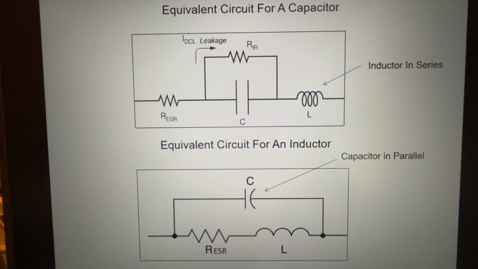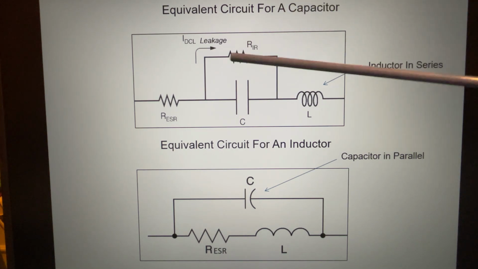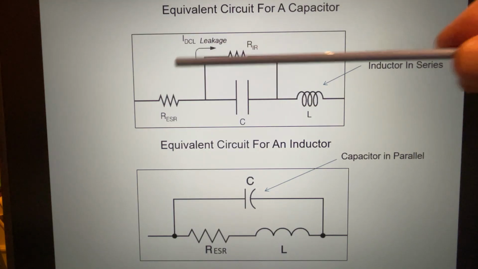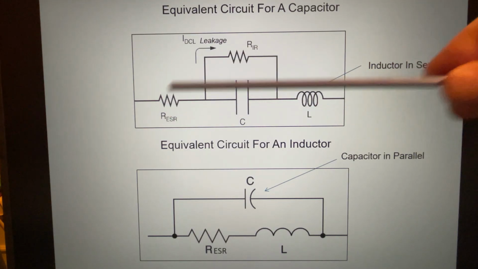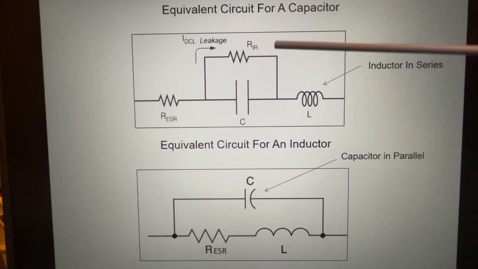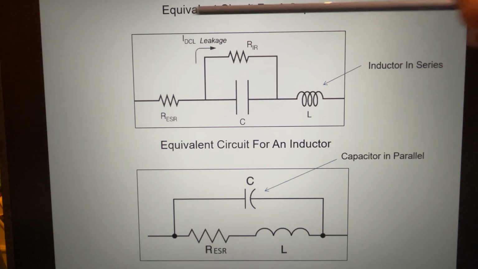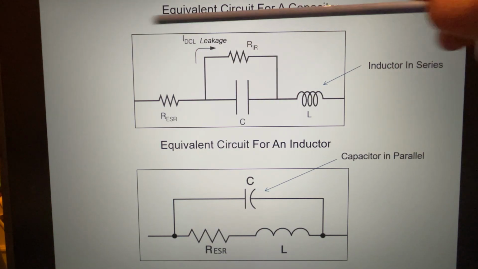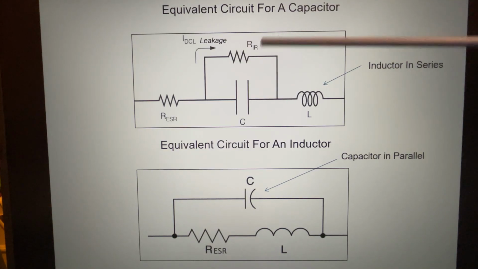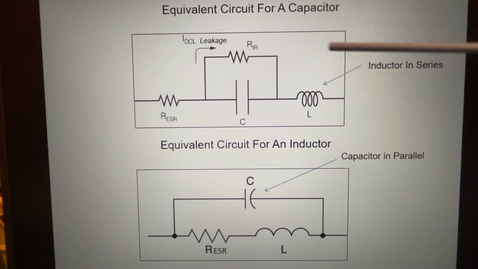All right, I think for this discussion, it's important to understand the characteristics of capacitors and inductors. What I'm showing here on the top of the screen is an equivalent circuit for a capacitor. Of course, we have the capacitor in the center, but we also have equivalent series resistance, series inductance, and leakage current flowing through the capacitor. So that's basically the equivalent circuit of most, if not all, capacitors.